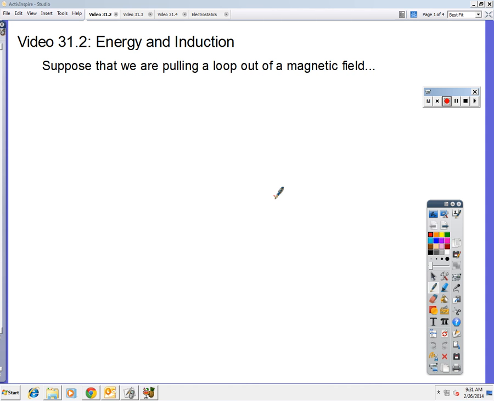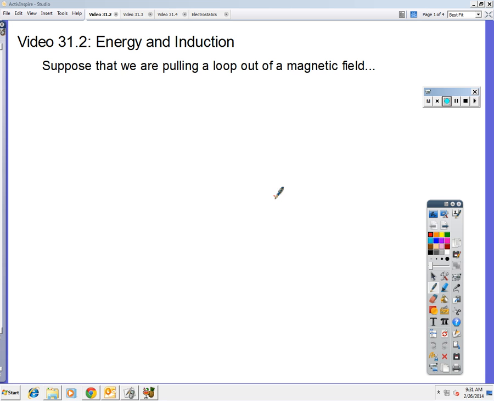Okay, this is video 31.2. We're going to be looking at how induced electric fields and currents relate to energy. Now you might recall that in the last video we learned about Faraday's law, which says the induced EMF is equal to the rate of change of the flux.